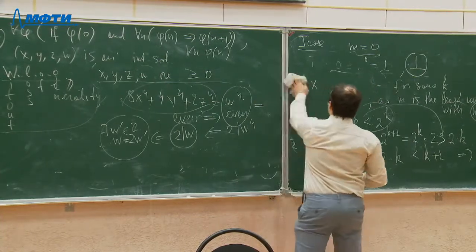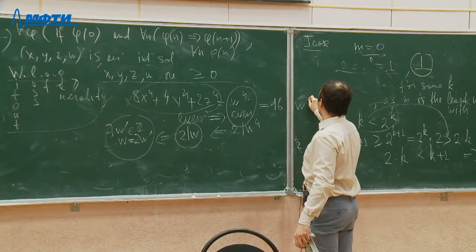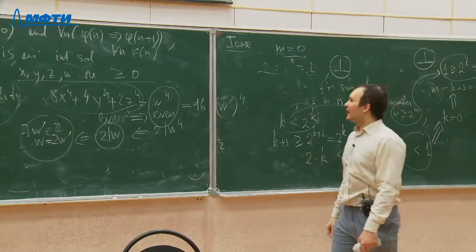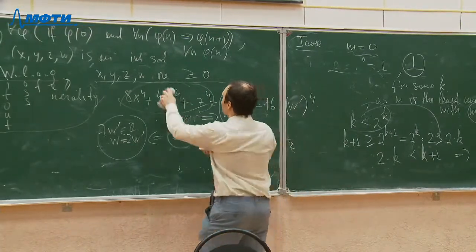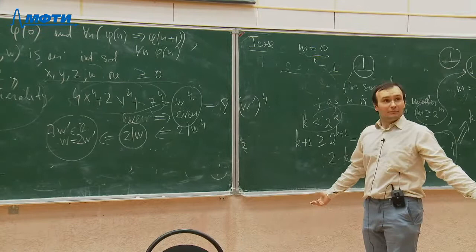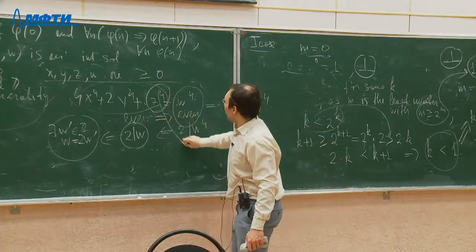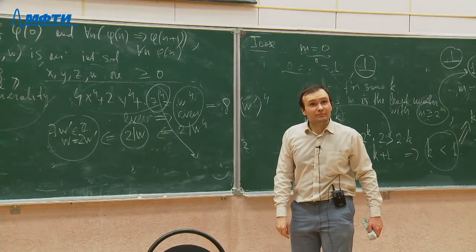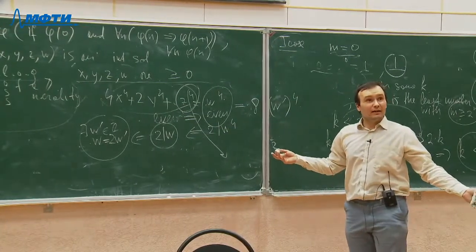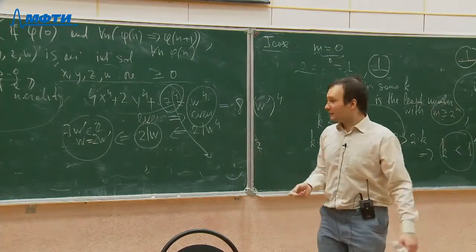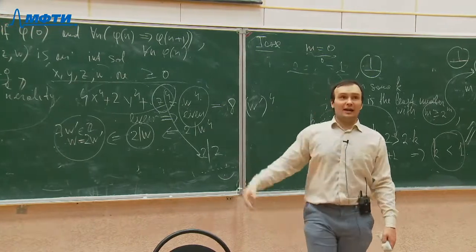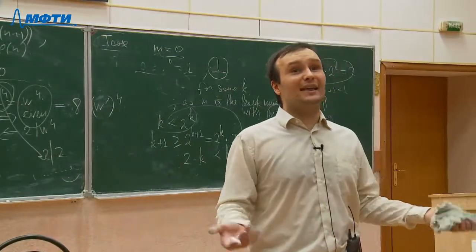But if I substitute it here, I'll obtain 16 w prime to the 4th power. Is it clear? But then I can divide both sides by 2. And then I can look at z. I see that some even number plus z equals even. So z is the difference of 2 even numbers. That means that z is even as well. And so on. Similarly, I may prove that x, y, z and w are all even.